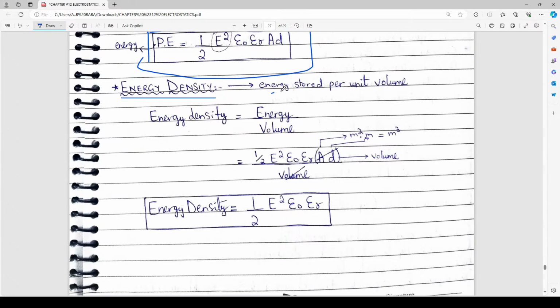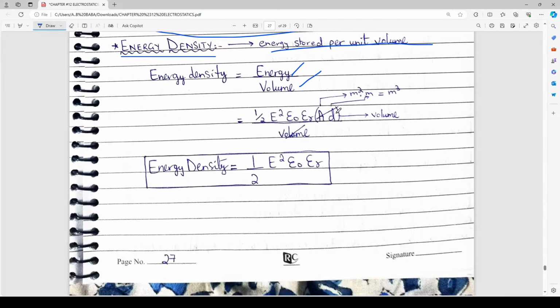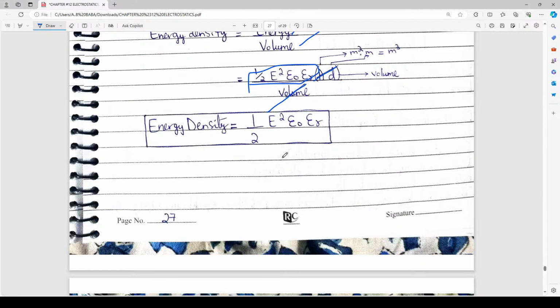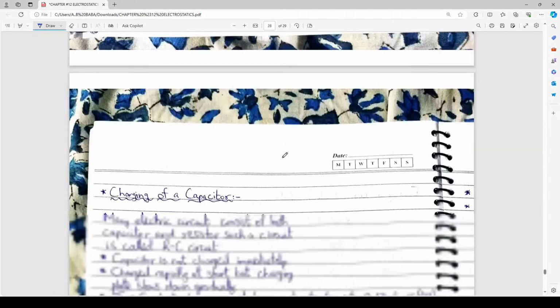Energy density is the energy stored per unit volume, so we divide the calculated energy by the volume. As we know, A times D is the volume, so the volume cancels with the volume, and we are left with this factor, which is half E squared epsilon naught epsilon R.